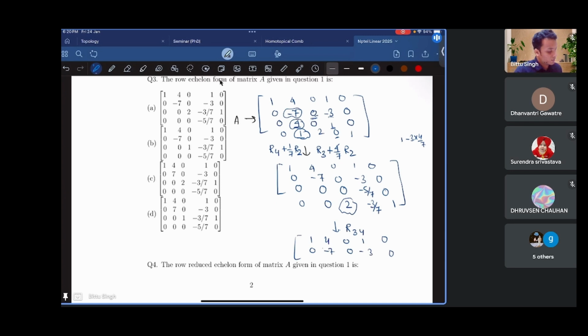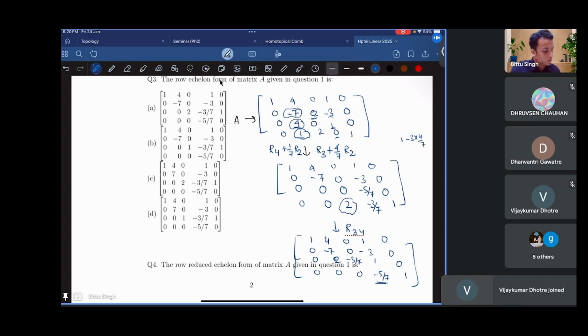Then row 3 and row 4 are exchanged, so it will become 0 2 minus 3 by 7 1 0, and after that 0 0 0 minus 5 by 7 1. So you can see that below minus 5 by 7 there is nothing, therefore it will be the row echelon form. Let us check if it is matching with those options.